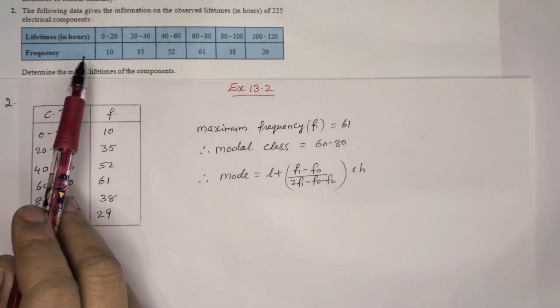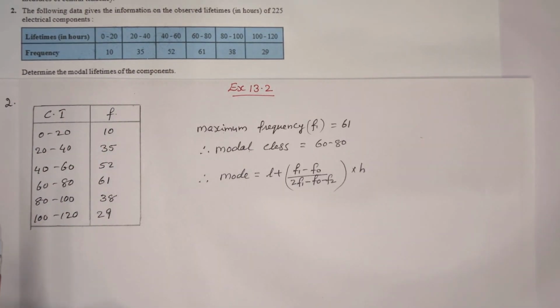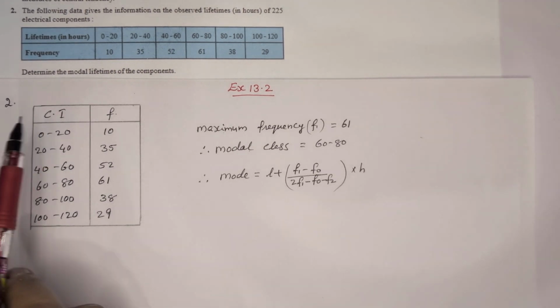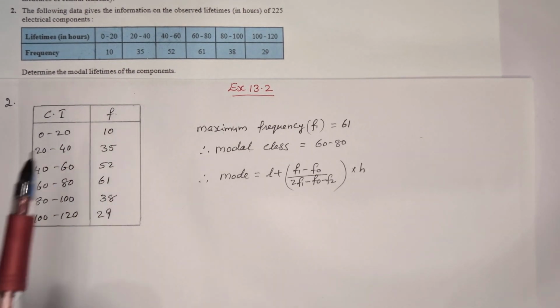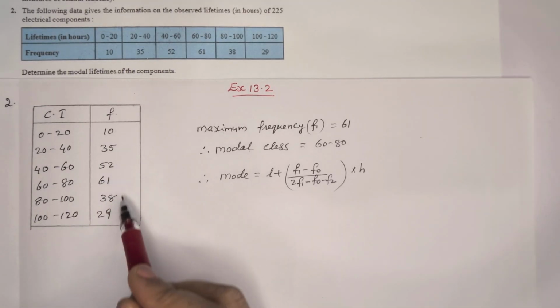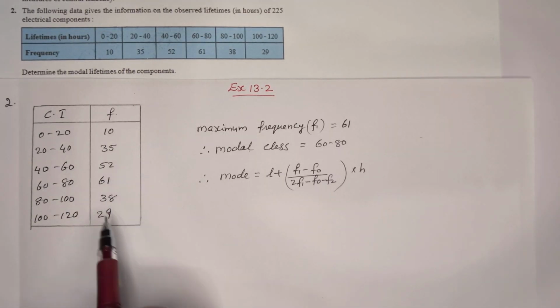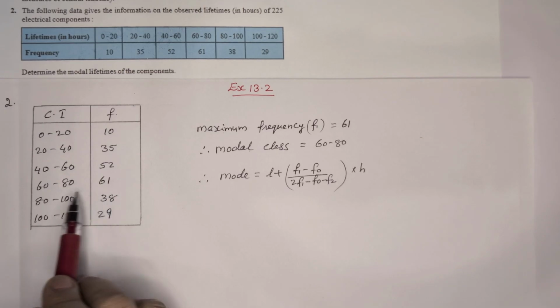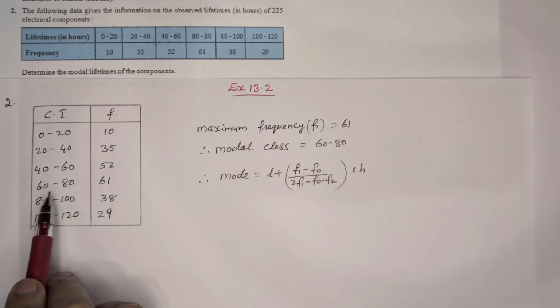Second question: the following data gives the information of the observed lifetimes in hours of 225 electrical components. Lifetime in hours 0, 20, 20, 40, etc. that we can take as the class interval, and frequency also is given. So from here we can see the highest frequency is 61. So the modal class is the corresponding class interval.